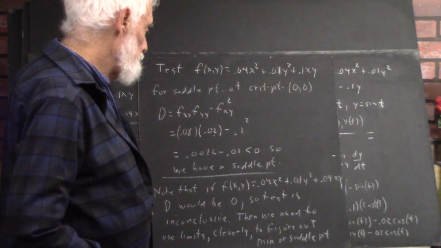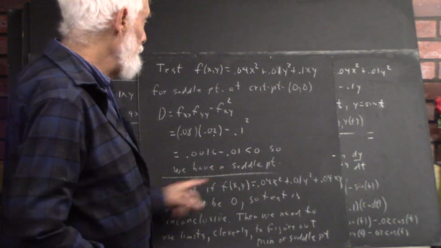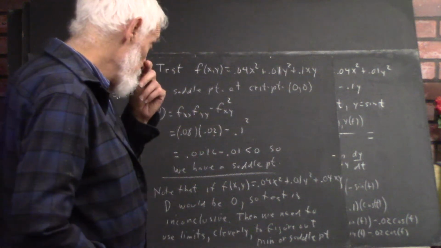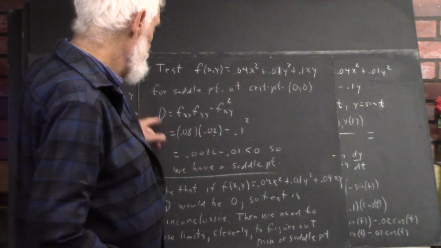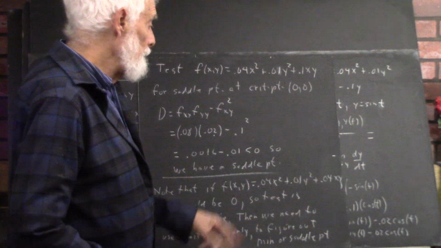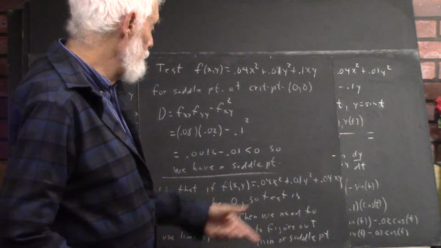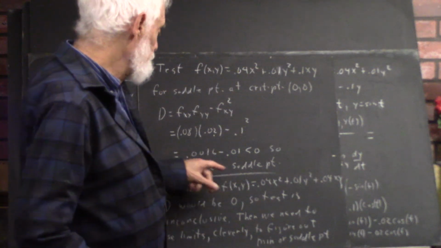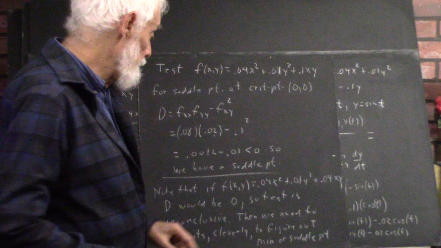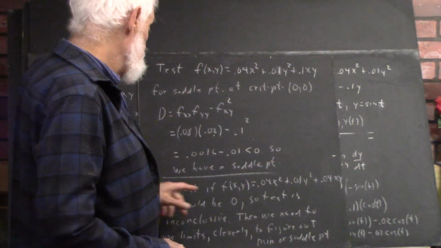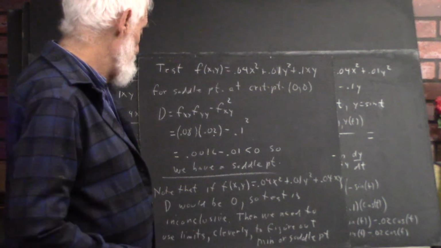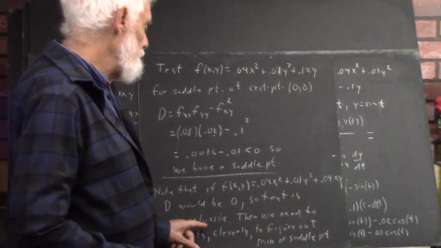I also write a note that if the function, instead of having a 0.1 in front of xy, had a 0.04 in front of xy, this quantity would be 0, because the fxy would be 0.04, and the square of 0.04 is 0.0016, so you'd have 0.0016 minus 0.0016, and you can work that out yourself. So if f of xy was this, the discriminant would be 0, so the test would be inconclusive.